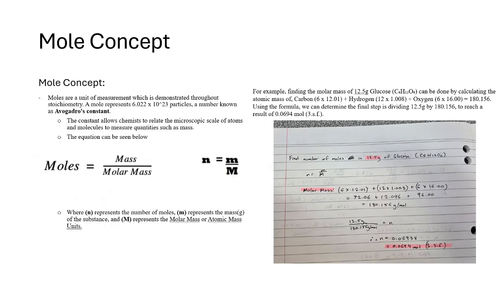The mole is the standard unit of measurement used to quantify particles in chemistry. 1 mole represents 6.022 times 10 to the power 23 particles, which is known as Avogadro's constant, allowing chemists to relate the microscopic scale of atoms to measurable quantities such as mass.